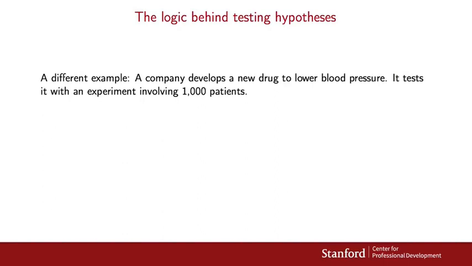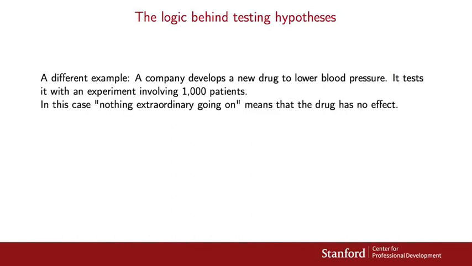Suppose a company develops a new drug to lower blood pressure. Then it tests the drug with an experiment that involves 1,000 patients. Remember, the null hypothesis always means nothing extraordinary is going on. In this case, nothing extraordinary means that the drug has no special effect. So our null hypothesis becomes that there is no change in the blood pressure of the patients, whereas the alternative hypothesis is that there is a blood pressure drop.